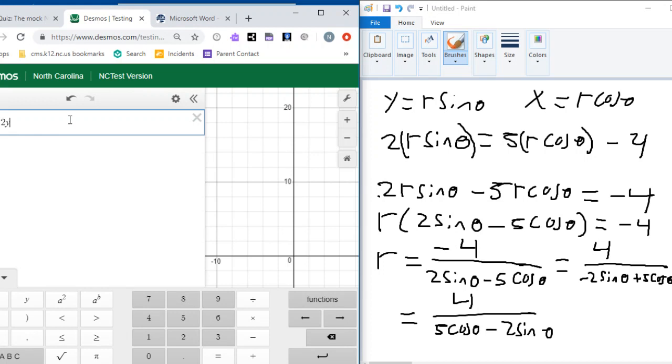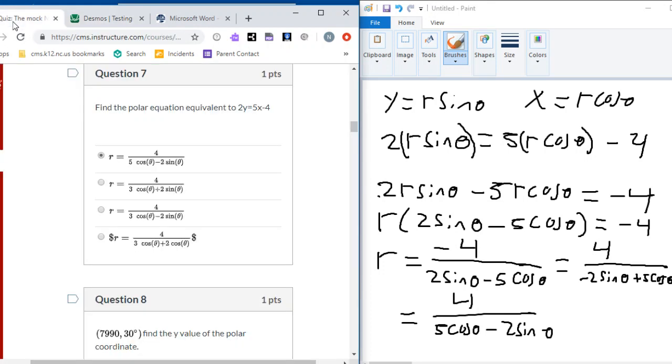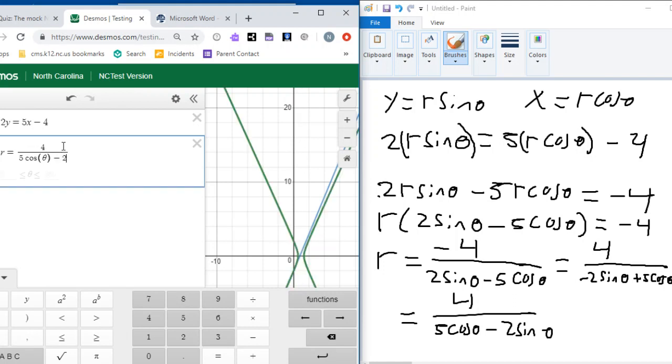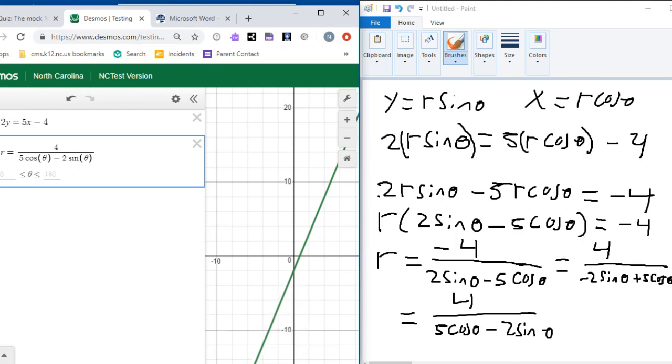2y equals 5x minus 4. Then I type in my answer choices. R equals 4 over 5 cosine of theta minus 2 sine of theta. R is equal to 4 over 5 times the cosine, and for theta, I just write out theta, minus 2 times the sine of theta. And notice, oh, they match up.